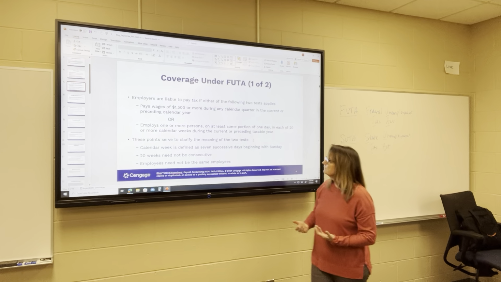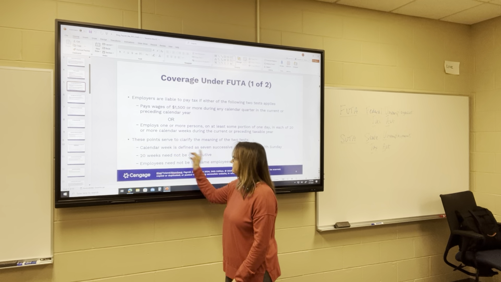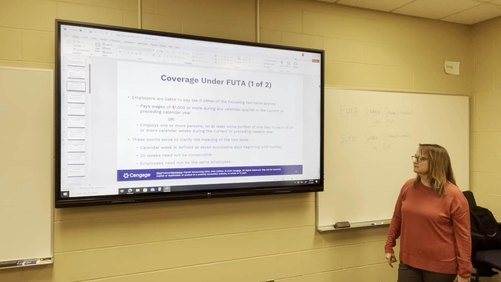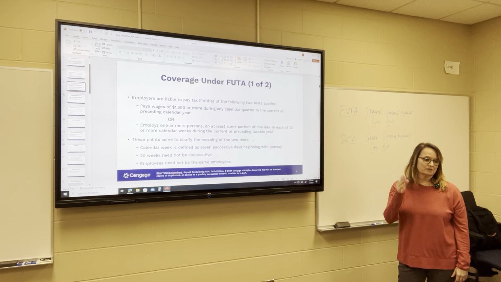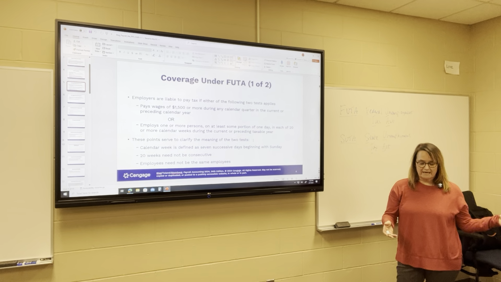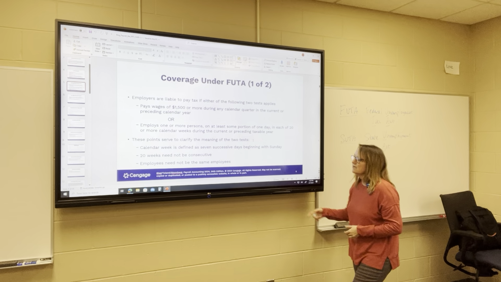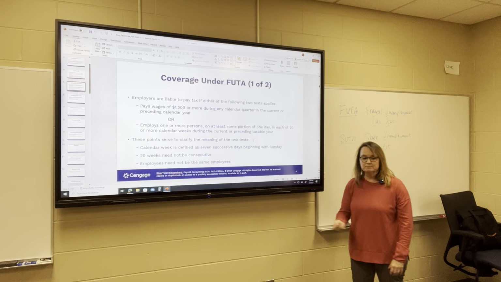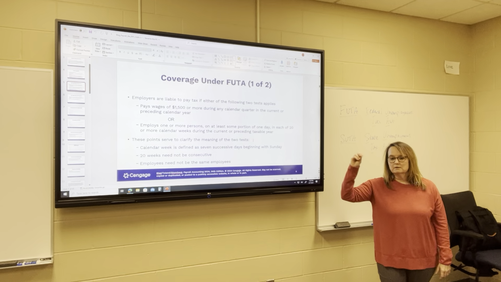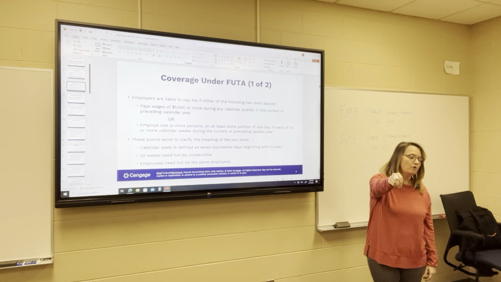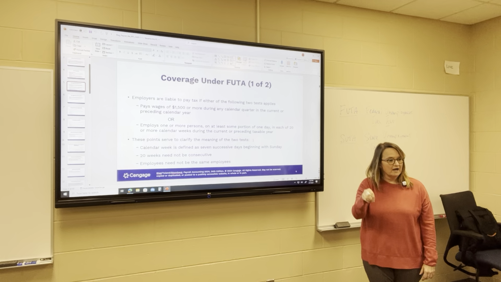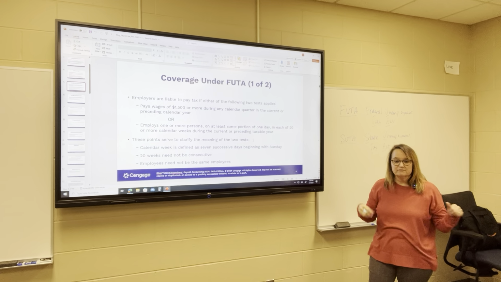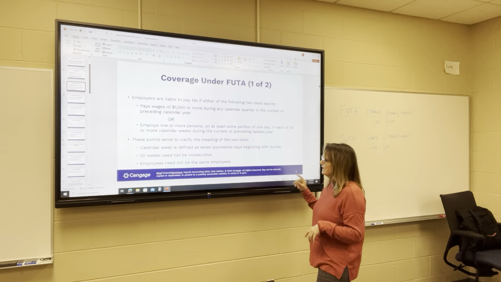So here are just some definitions. A calendar week is seven successive days beginning with Sunday, so it's always going to be Sunday through Saturday that they're looking at. The 20 weeks do not need to be consecutive. So you could employ somebody for 1 hour on week 1, 1 hour week 4, 1 hour week 5, 6, 7, week 14. They don't have to be consecutive. If it was 20 weeks, that counts.